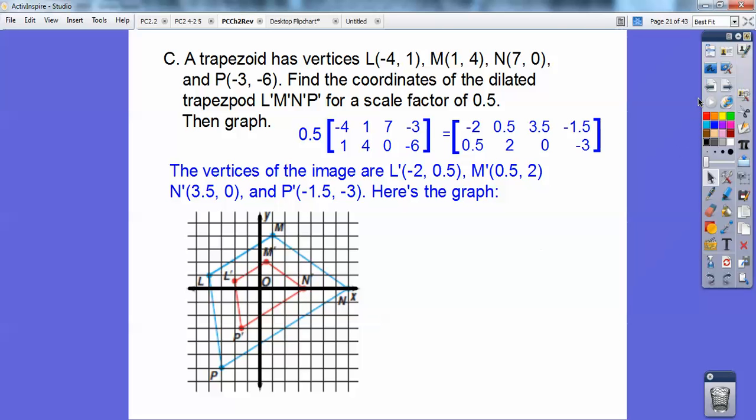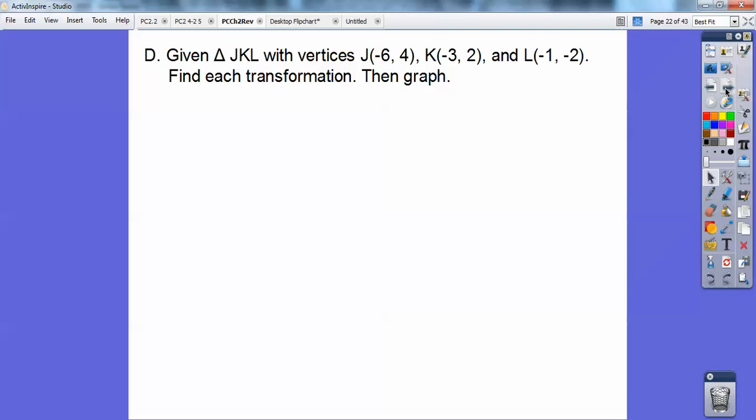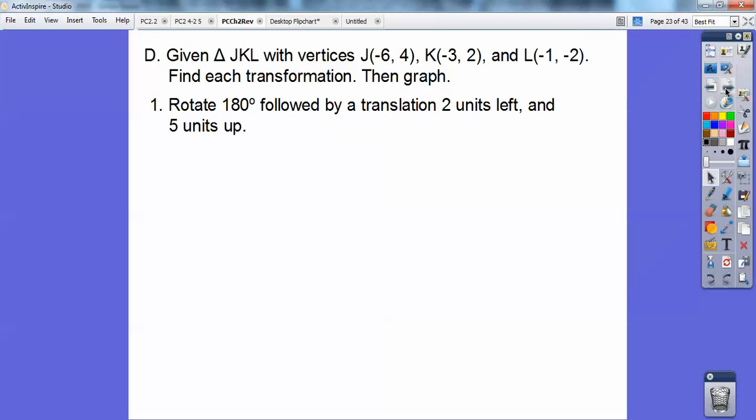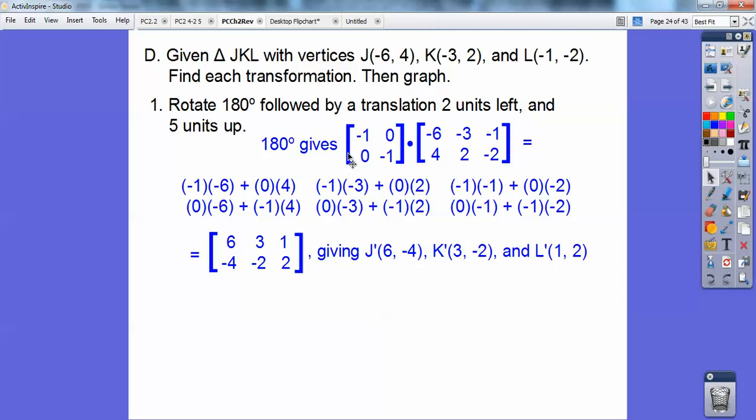Given triangle JKL with vertices J(-6, 4), K(-3, 2), and L(-1, -2), find the transformation of each and then graph. Here I want you to rotate the triangle 180 degrees, followed by a translation 2 units left and 5 units up. Let's do the rotating by 180 degrees first. Remember the rule when you do that is you multiply it by the matrix -1, 0, 0, -1. Then you get this right here. So my triangle becomes 6, -4, 3, -2, 1, 2. And that's J prime, K prime, and L prime.